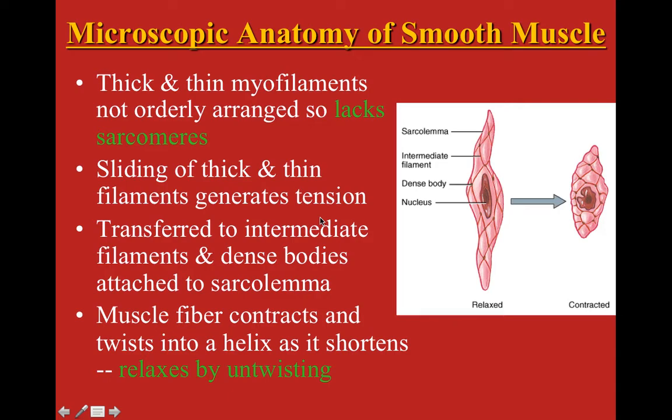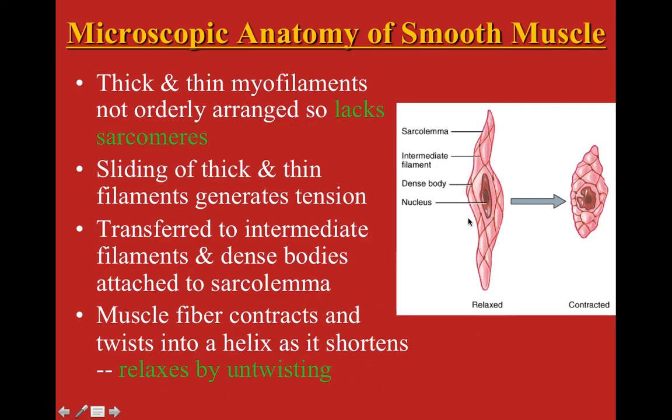To take a look further at the microscopic anatomy of smooth muscle, the thick and thin myofilaments are not orderly arranged, so there are no sarcomeres either. And it is not striated like skeletal muscle and cardiac muscle. The sliding thick and thin filaments do generate tension though, and this tension is transferred to intermediate filaments and dense bodies that are attached to the sarcolemma, and the muscle fiber contracts and twists into a helix as it shortens, and then it relaxes by untwisting.